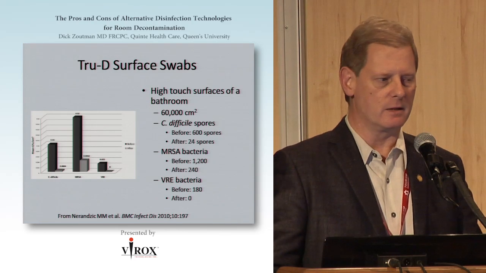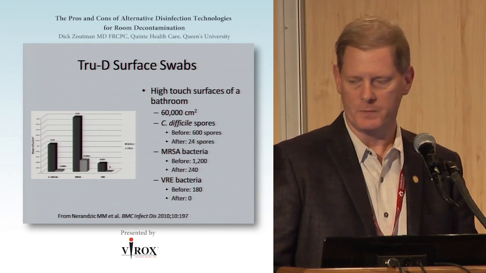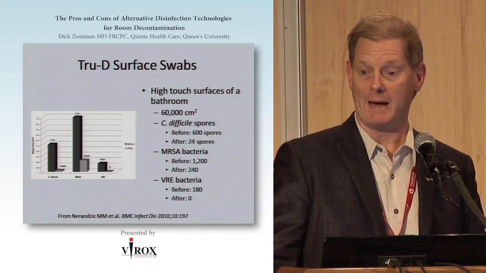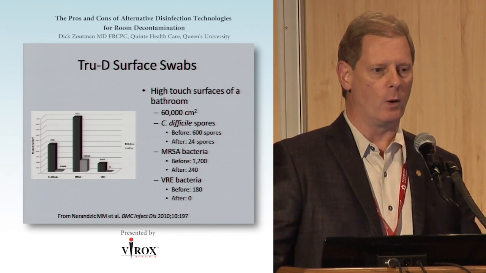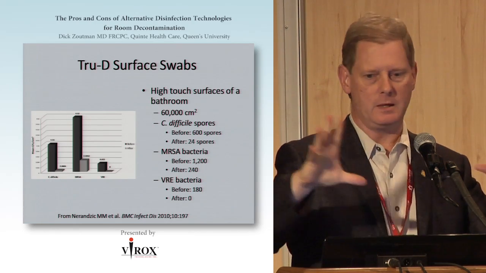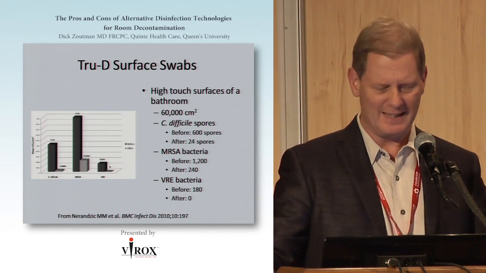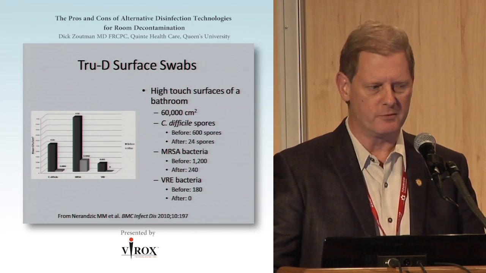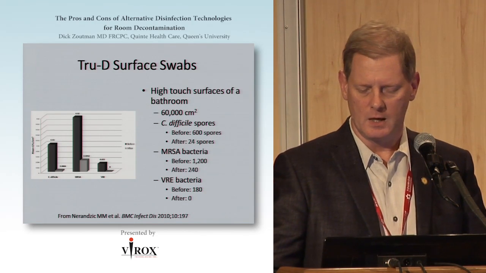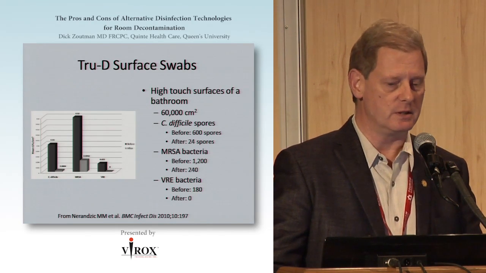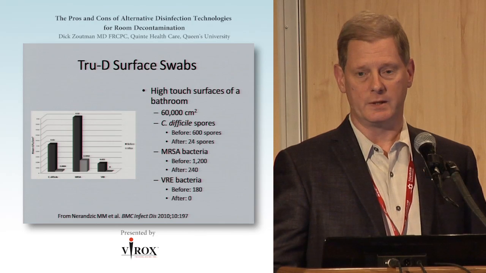But I did a little back of the envelope calculation for you. How much surface area is there in an average 2 meter by 2 meter bathroom? And if you think of that 1 meter swath of the middle of the room at wall level, where the sink would be and where the toilet might be, where you might touch, that's actually 60,000 square centimeters. So if you look at their before and after results, that means you'd have on that kind of surface area 600 C. difficile spores reduced to 24.